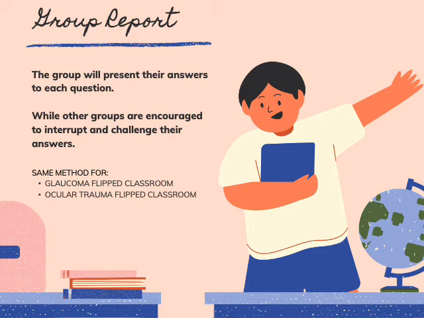During the group report, each group gets to present their answers to each question, but all the other groups are encouraged to interrupt and challenge their answers, especially if that other group has a different answer than the presenting group. So there's going to be an exchange of thoughts and ideas, and there's contradiction and even a debate, actually. The same method is applied for the glaucoma flipped classroom and the ocular trauma flipped classroom.